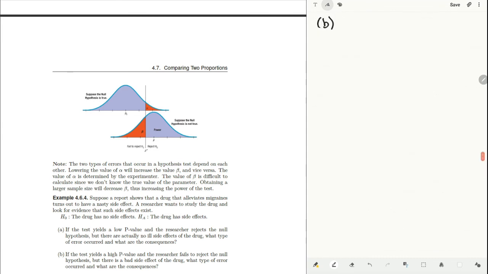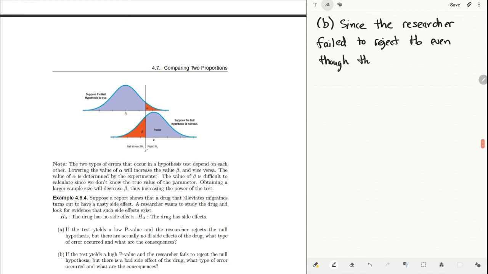Now let's suppose that the test yields a high p-value and the researcher failed to reject the null hypothesis, but there are actually side effects to the drug. So what type of error occurred in this case, and what are the consequences? Well, since the researcher failed to reject the null hypothesis, even though the null hypothesis is false, then this is a type 2 error.